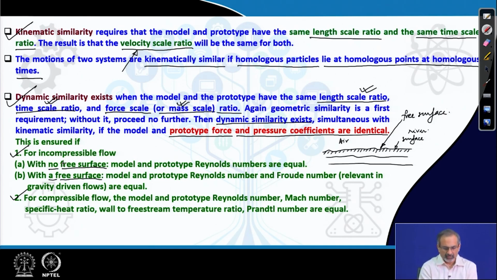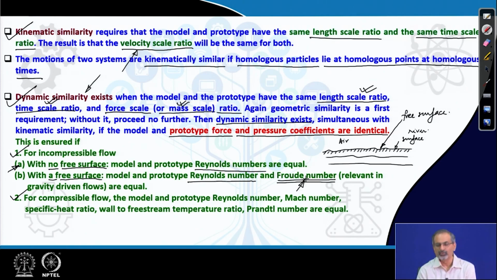Flows which do not have any free surface, in which if you have equality between the model and prototype Reynolds numbers, you are going to be able to satisfy dynamic similarity. However, if there is a flow with a free surface, model and prototype Reynolds number as well as Froude number, which is a relevant non-dimensional number for gravity driven flows, have to be equal.